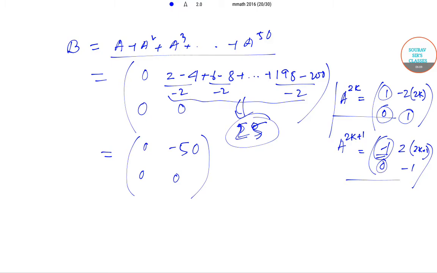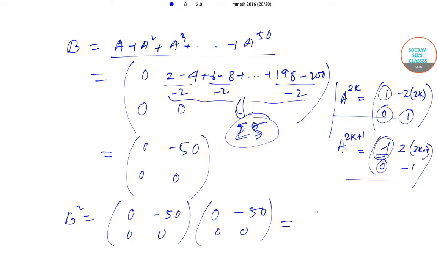So B is equal to [0, -50; 0, 0]. So B square will be equal to [0, -50; 0, 0] into [0, -50; 0, 0]. And upon multiplication, this gives us [0, 0; 0, 0], which is the null matrix 0. So this is option B. B squared is equal to 0, which is the null matrix. This is the correct option.